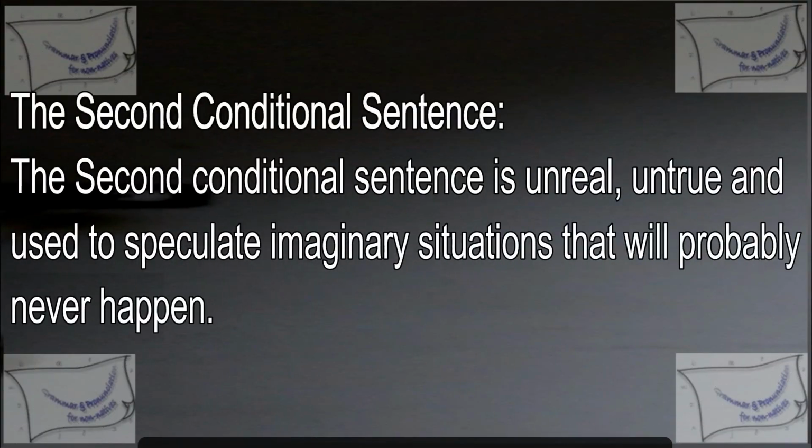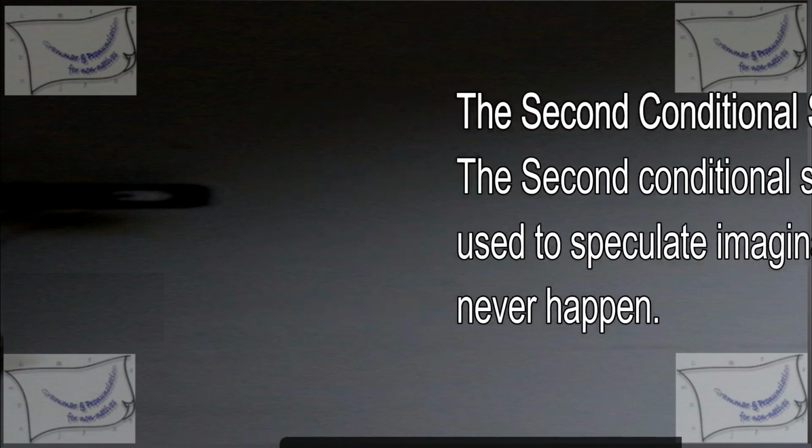The second conditional. The second conditional sentence is unreal, untrue, and used to speculate imaginary situation that will probably never happen.